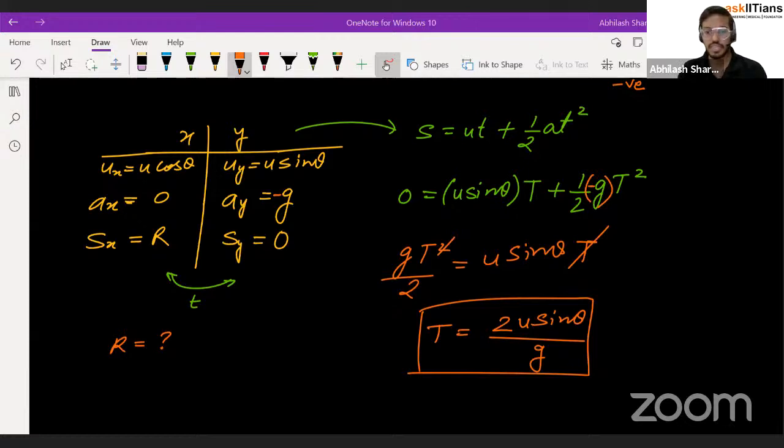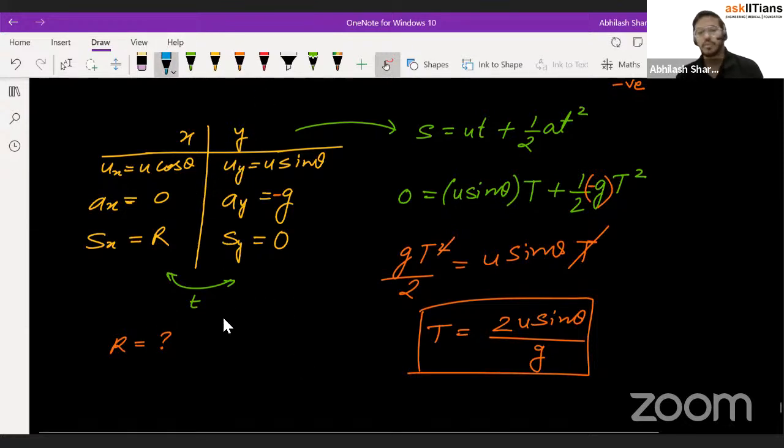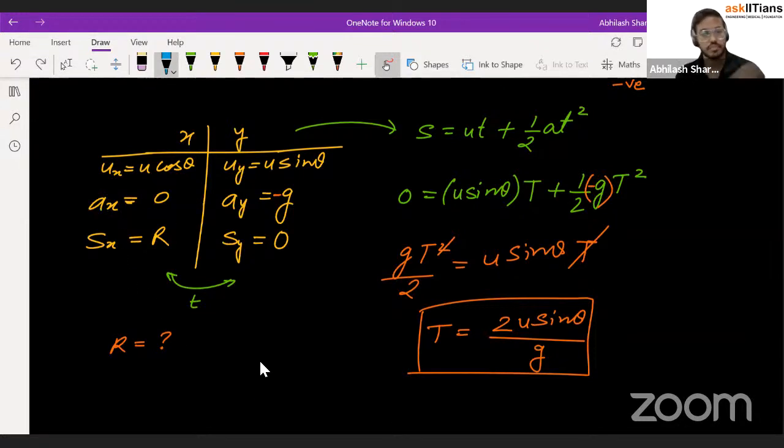Okay, guys, so I can see many of you answered correctly because you have learned the method now. In most of the problems, you have done this. When it comes to range, it's about the uniform motion. It's along the x direction. X direction motion is uniform. So the distance is speed into time. Speed is u cos theta and time is t.